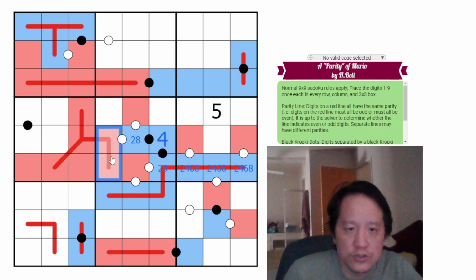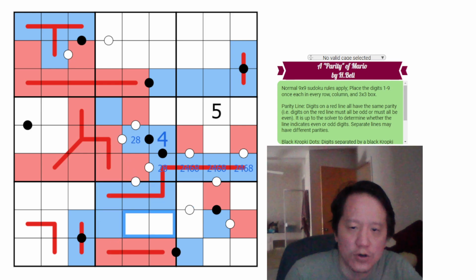We have 1, 2, 3, 4 odds in column 4. This also has an odd because one of them's odd, one of them is even. Therefore, all the rest in column 4 are even. So this is 4 evens in box 8. Therefore, there has to be 2 odds in the rest.